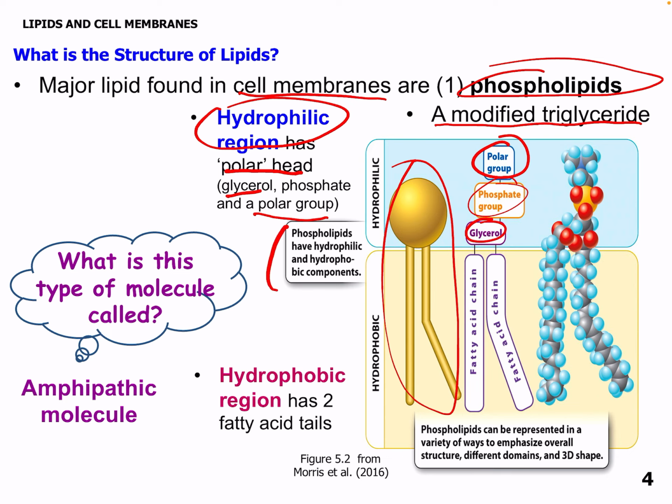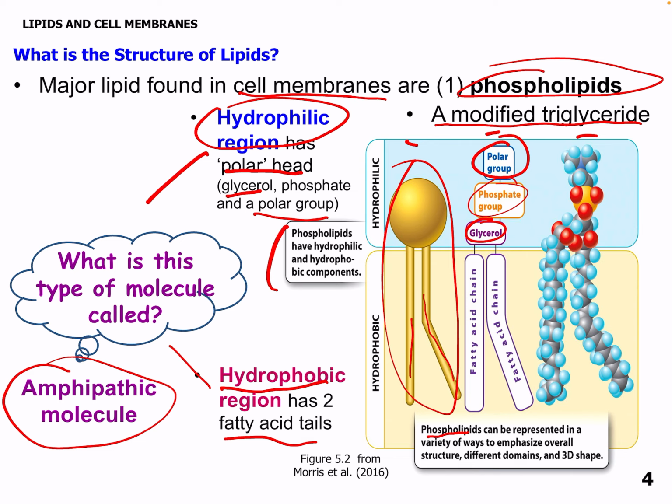Again, phospholipids have hydrophilic and hydrophobic components. At the bottom part here, we have a hydrophobic region, which has 2 fatty acid tails, which are these tails here. This is 3 representations of the same molecule. Phospholipids can be represented in a variety of ways to emphasize the overall structure in different domains and 3D shape. Phospholipids are considered amphipathic, which means they're both hydrophobic and hydrophilic. If you picture this as a cell, here would be the inside of the cell. The inside of the membrane would be hydrophobic, while the outside is hydrophilic, essentially creating that barrier.